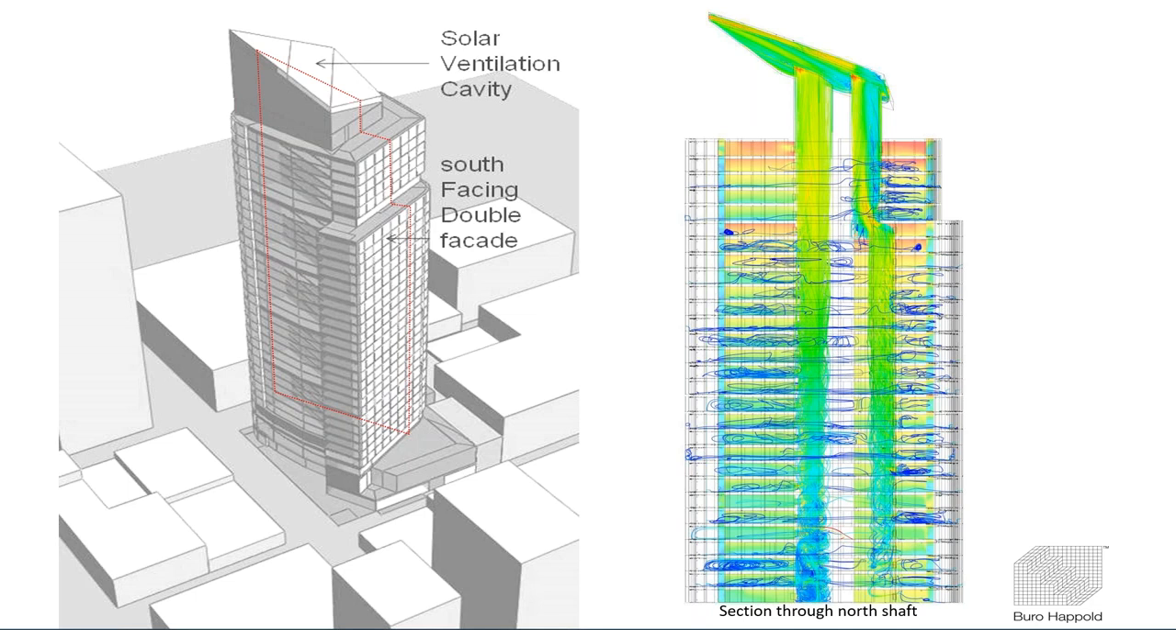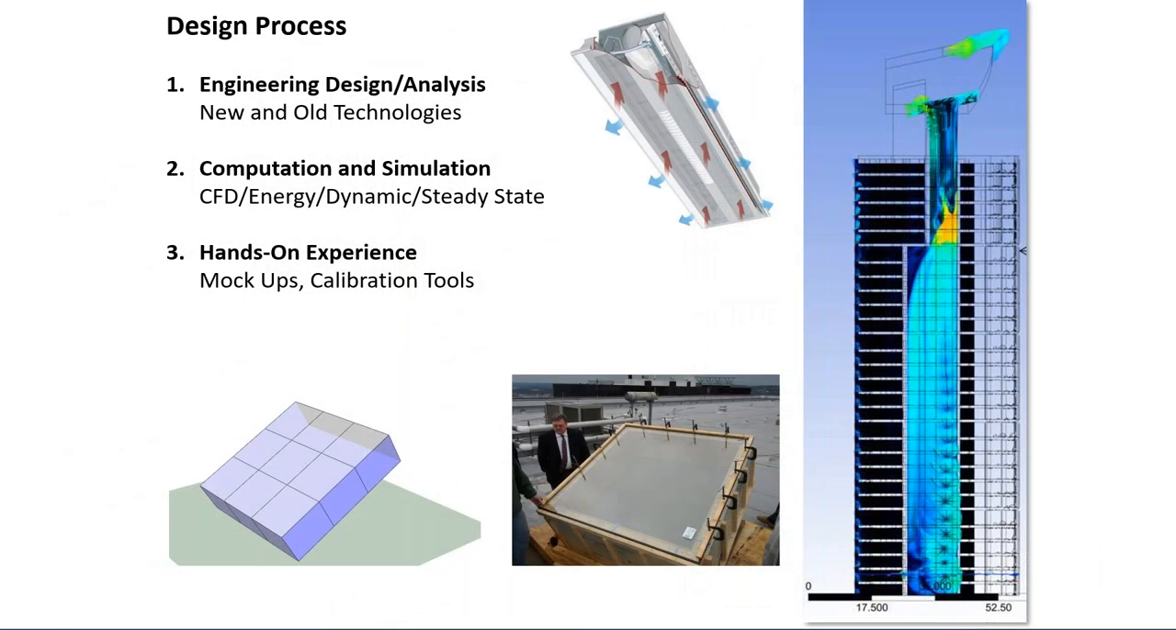And to make that work, there was a lot of engineering that went into it. We did CFD analysis to see how the solar chimney would impact natural ventilation flow through the building as we opened up the facade. And then there were really three elements to that design process. There was a lot of design and analysis using all types of technologies, including computation and simulation. And then we did mock-ups.